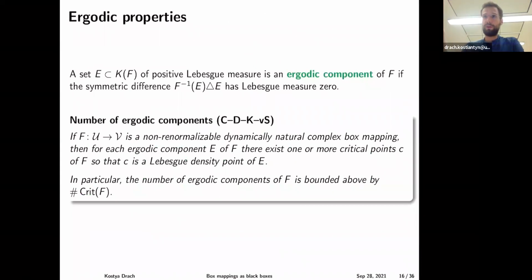The next tool that we have in our toolbox is some ergodicity properties of non-renormalizable dynamically natural box mappings. And this tool says that for a non-renormalizable dynamically natural box mapping, for each ergodic component of F, there exist one or more critical points such that they are Lebesgue density points of this component. So we have a very tight connection between each ergodic component of our map and critical points. In particular, the number of ergodic components is bounded by the cardinality of the critical set.